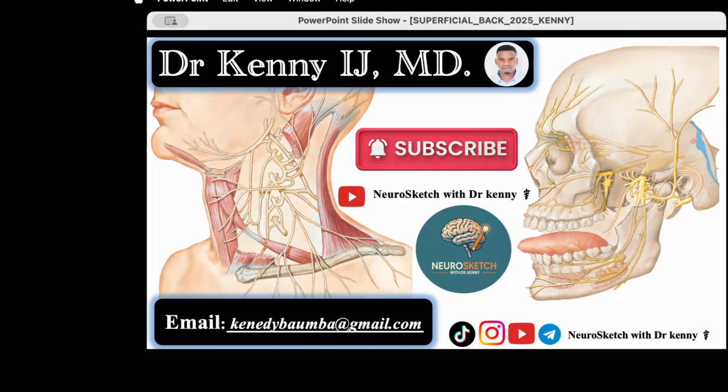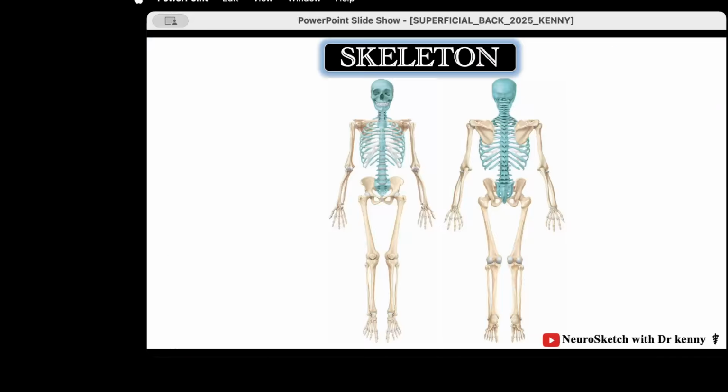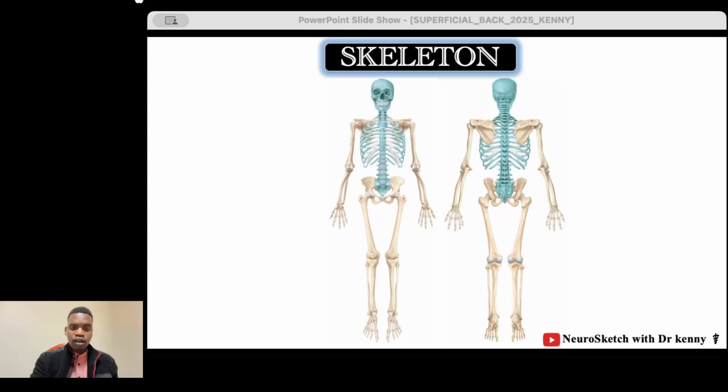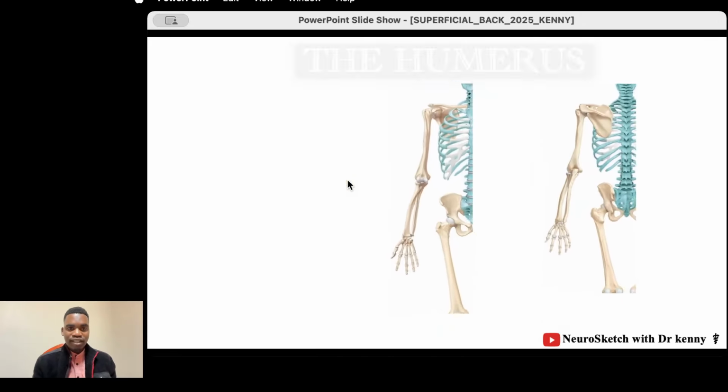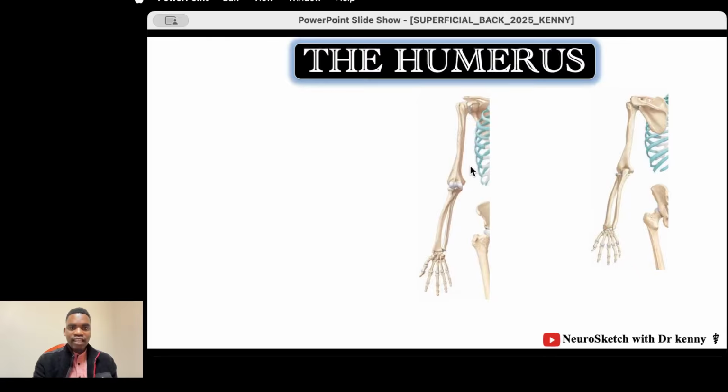Let's have a little recap on the skeleton. As we said the other time, the skeleton is divided into two parts: the axial skeleton and the appendicular skeleton. The appendicular skeleton is made of the extremities, the upper and lower extremities. Today we are discussing the humerus, which is a part of the upper limb, so it lies within the appendicular skeleton, and this is the humerus.